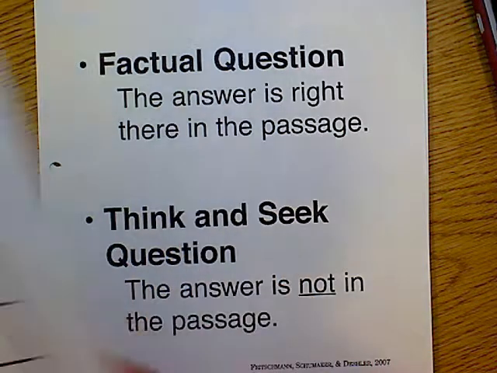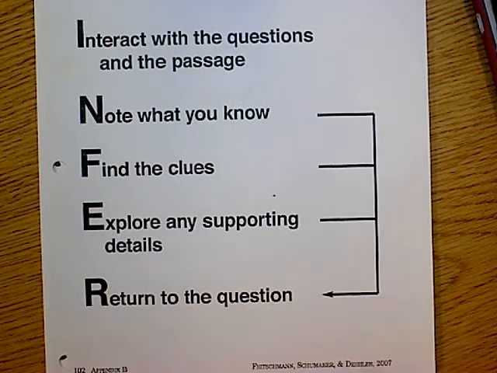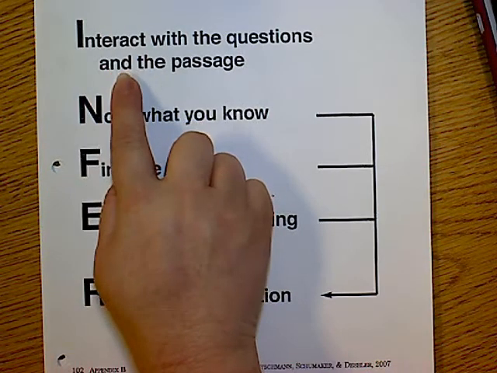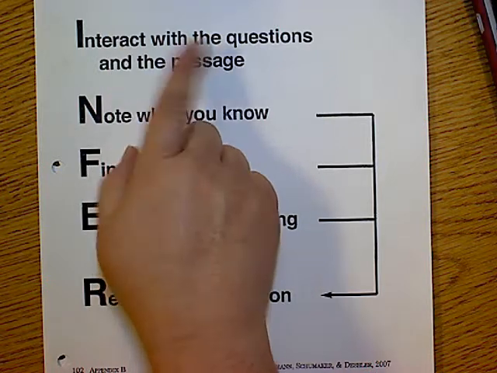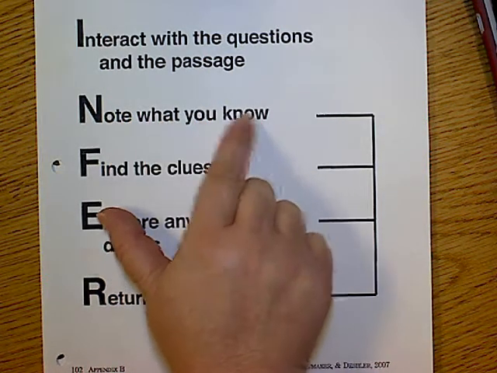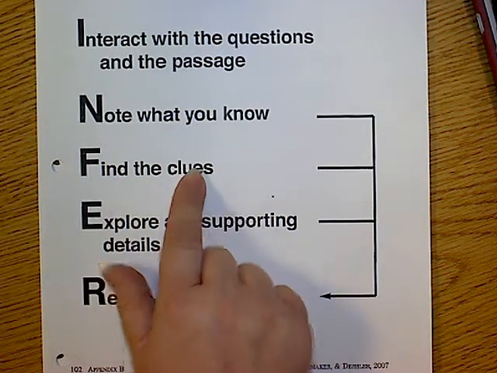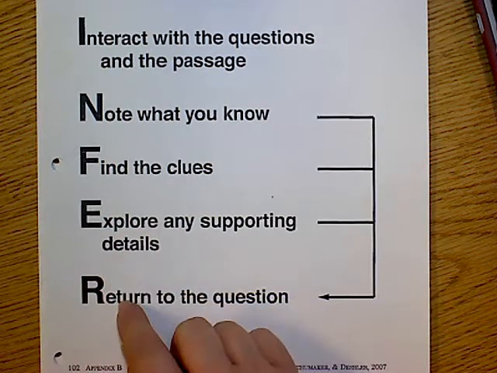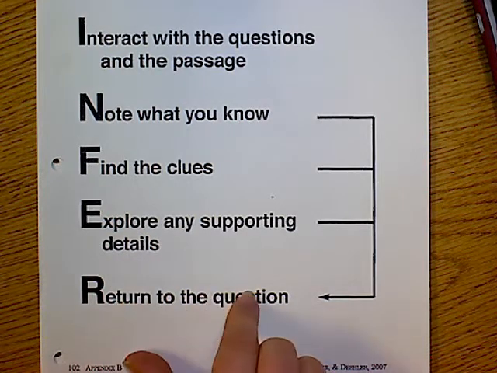Okay, then let's talk about the inferencing steps. So when we infer, we need to interact with the passage and the questions, or interact with the questions and the passage. The second step, note what we know. F, find the clues. E, in fourth step, explore any supporting details. And lastly, we're going to return to the question.